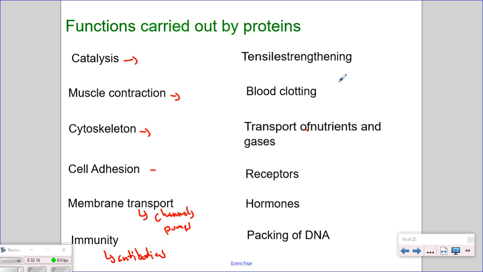Involved in tensile strength, blood clotting, transport of nutrients and gases. So, for example, transport of oxygen or CO2. That's what hemoglobin does. Receptors, hormones, and packing of DNA. Those are histones. So, a variety of things that proteins do within a cell.